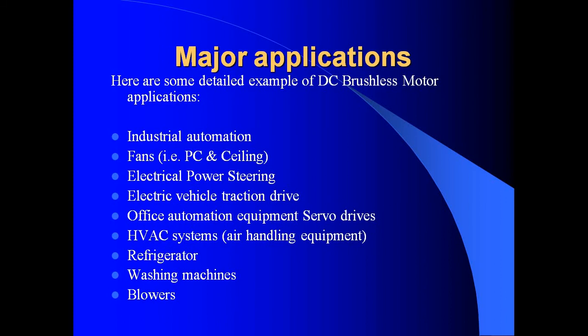Major applications: here are some detailed examples of DC brushless motor applications. Industrial automation, fans, PC cooling, electric power steering, electric vehicle traction drive, office automation equipment, servo drive, HVAC systems, air handling equipment, refrigerators, washing machines, blowers.